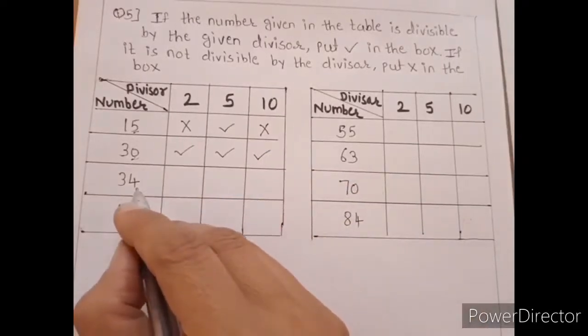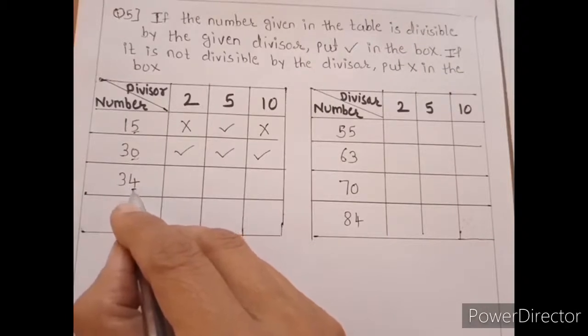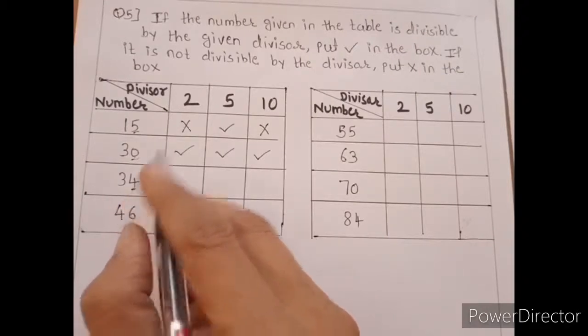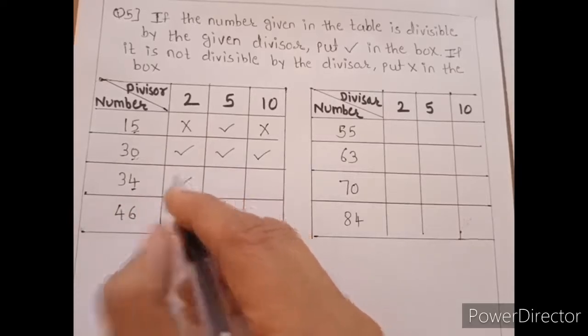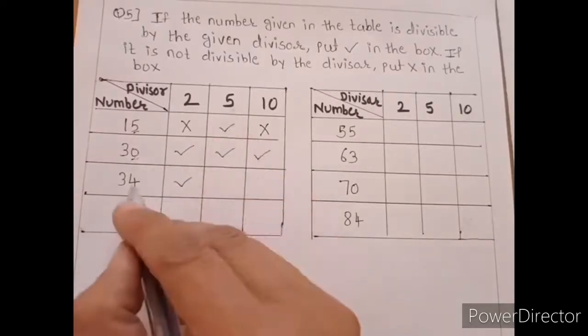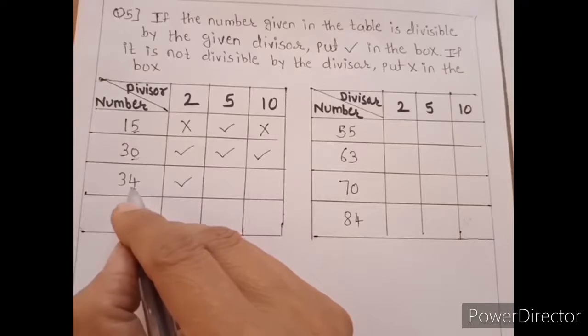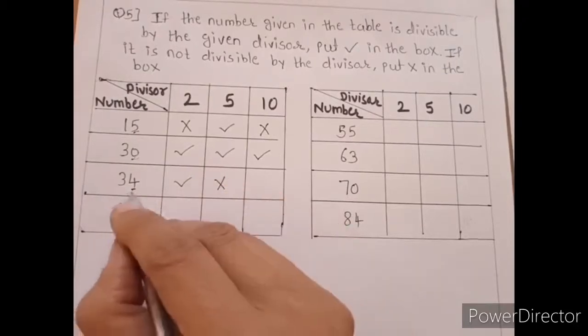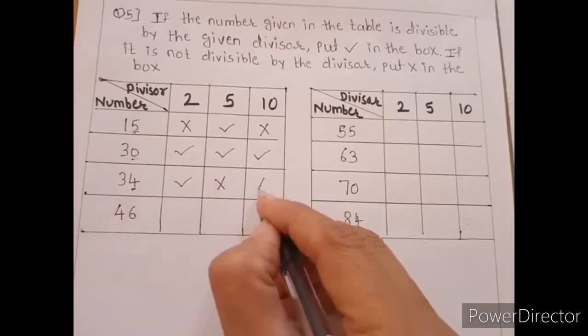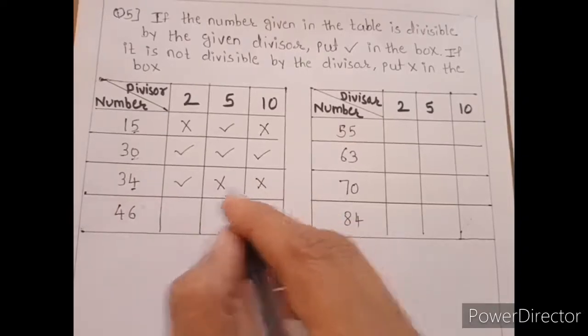Next, 34. Observe the unit place. There is a 4. It is divisible by 2. But it is not divisible by 5 because there is 4 in the unit place. This number does not have 5 or 0 in the unit place. So it is not divisible by 5. And there is no 0 in the unit place. So it is not divisible by 10 also.